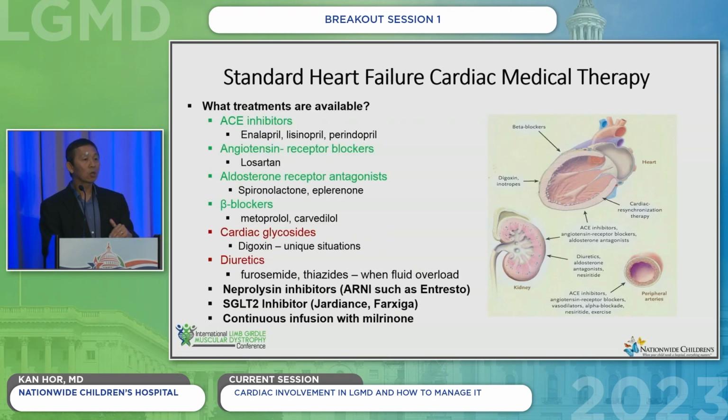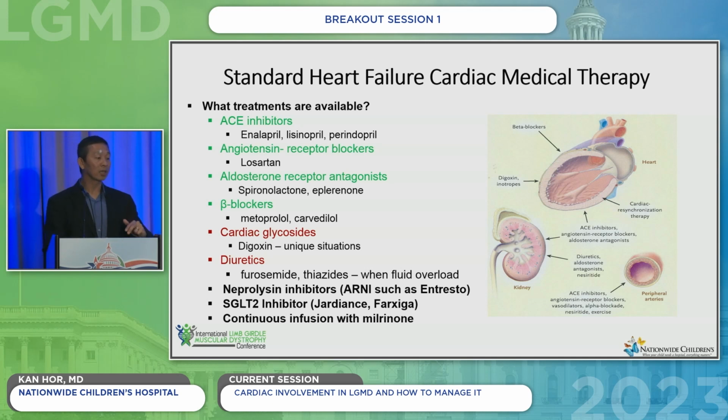So I'm not gonna go over the details of this. The greens are a standard treatment. So the ACE inhibitors and ARBs, enalapril, lisinopril, perindopril, and losartan, are your first line. Those are what we call afterload reduction. It makes it easier for your heart to pump. The aldosterone receptor antagonists, spironolactone and eplerenone, both work equally well. They're almost kind of an anti-scar, anti-fibrotic. And then when your heart function declines, then beta blockade gets added.